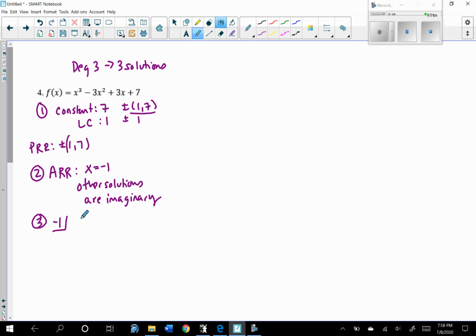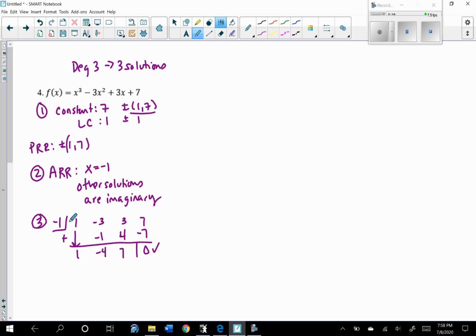So negative 1 comes out, so this becomes 1, negative 3, 3, and 7 for our coefficients. We weren't missing any 0 placeholders. Of course, if you are, make sure you write them in. Negative 1 times 1 is negative 1, so that gives us negative 4 when we add those together. Negative 4 times negative 1 is 4. Add these together to get 7. That gives us negative 7, so the remainder is 0, which should work because, again, this is an actual root.